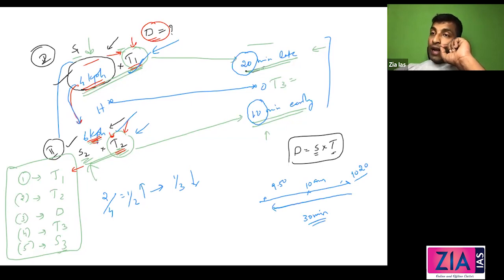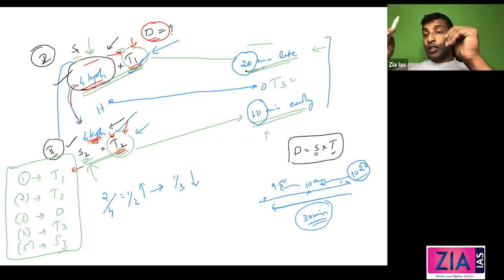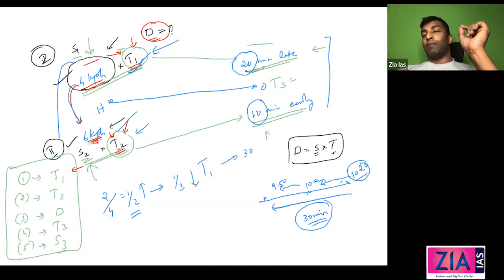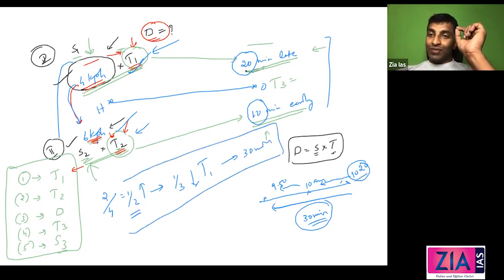Why? This 20 minutes late was recovered and you gained 10 more minutes. So what is the total change in time? 30 minutes. How did that happen? 4 to 6, speed is increased. 1 by 2 speed increased. 1 by 3 time will decrease, and 1 by 3 of T1 is given as 30 minutes. I don't know how many of you understood this one. If you understood this one, the case is over.